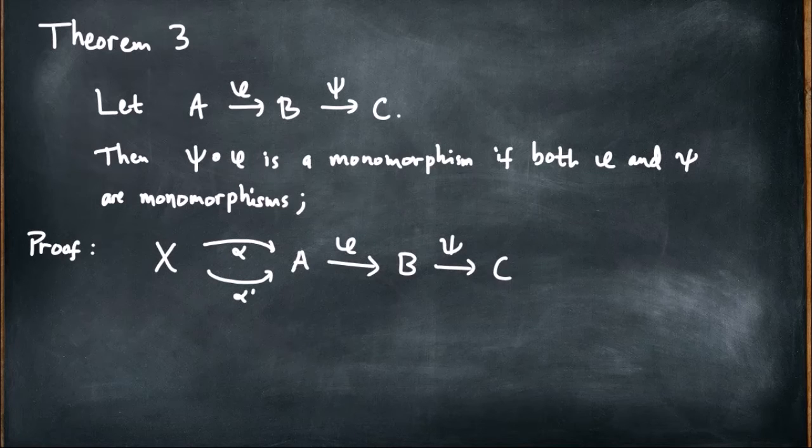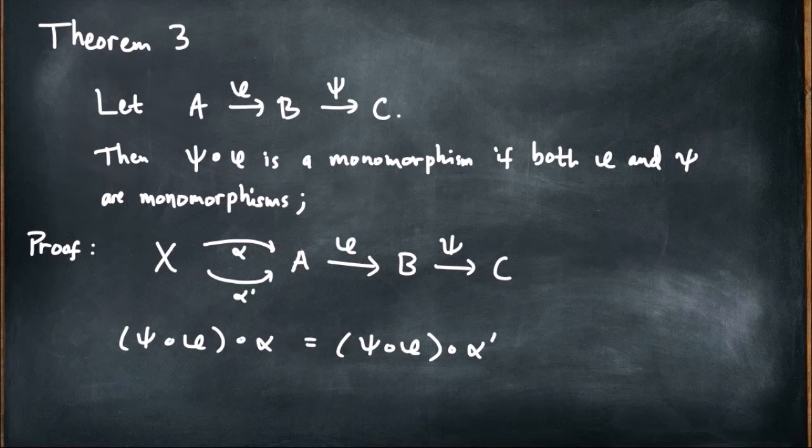To prove this, let X be any object and alpha, alpha prime morphisms from object X to object A, such that psi dot phi dot alpha is the same as psi dot phi dot alpha prime. Now we must show that alpha equals alpha prime.